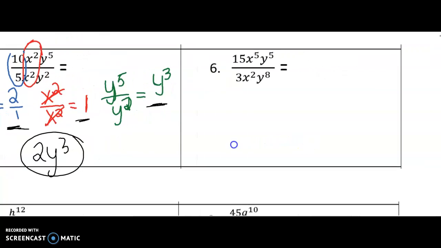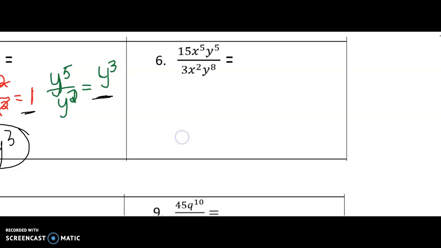Go ahead and try number 6. Pause the video. Alright, so hopefully you've tried it by now. And I'm going to do this last one with you. This is 15 divided by 3. That's going to be 5 over 1.